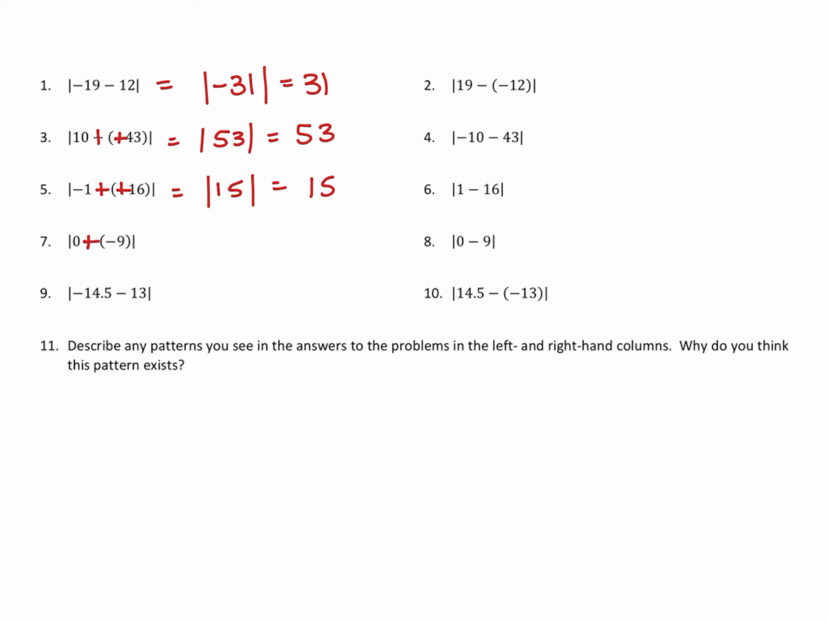Leave, change. 0 plus 9 is 9. Absolute value says you keep a positive number. So our answer here is 9.